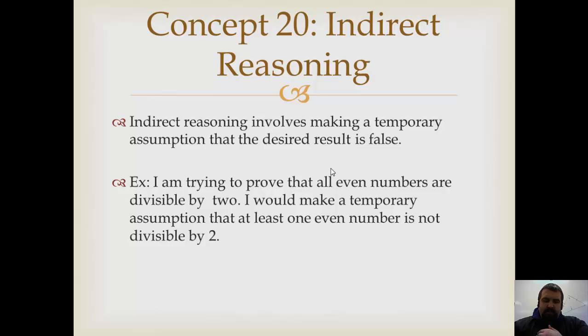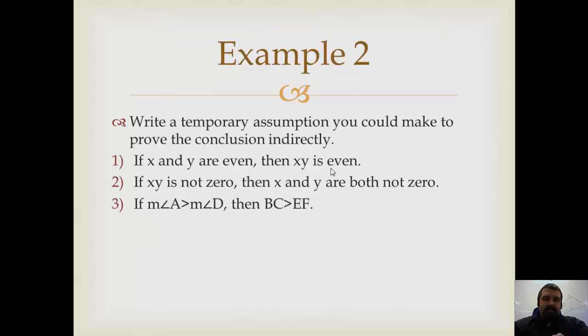So before we actually go into proving with indirect reasoning, let's just try practicing making the temporary assumption. In this case, write a temporary assumption you can make to prove the conclusion indirectly. So what we're going to try and do is make a temporary assumption that our conclusion is false. If x and y are even, then x times y is even. The temporary assumption I'm going to make is that x times y is odd.